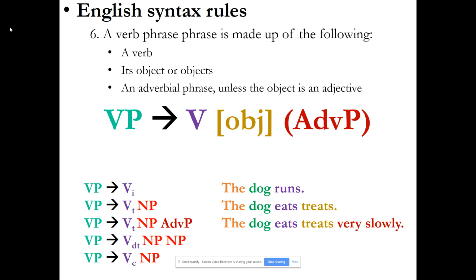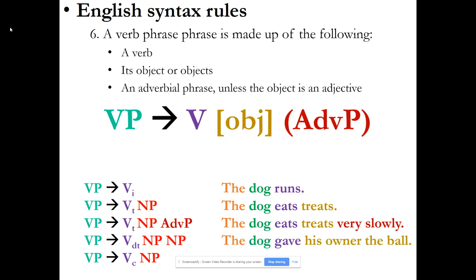Next one here, this one is the same thing, transitive verb, noun phrase. But I put a little adverbial phrase on the end so you could see how it sounds when you add the adverbial phrase. The dog eats treats very slowly.